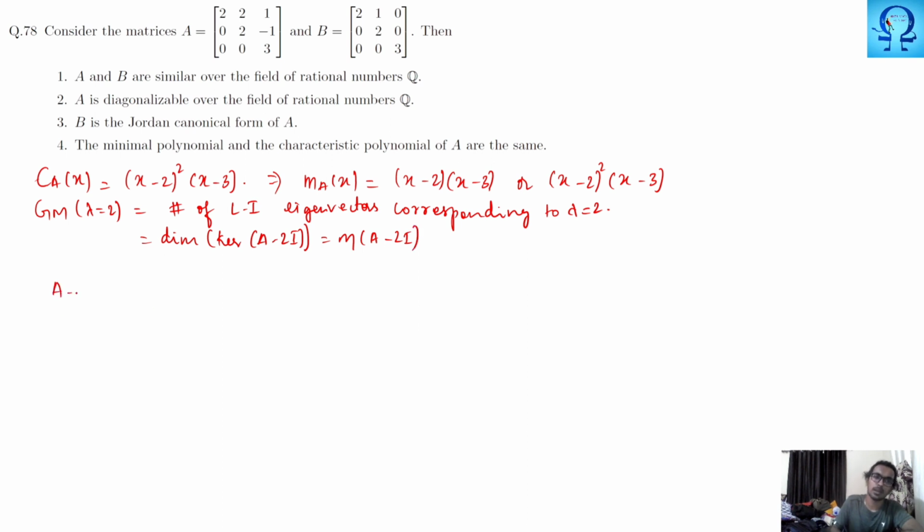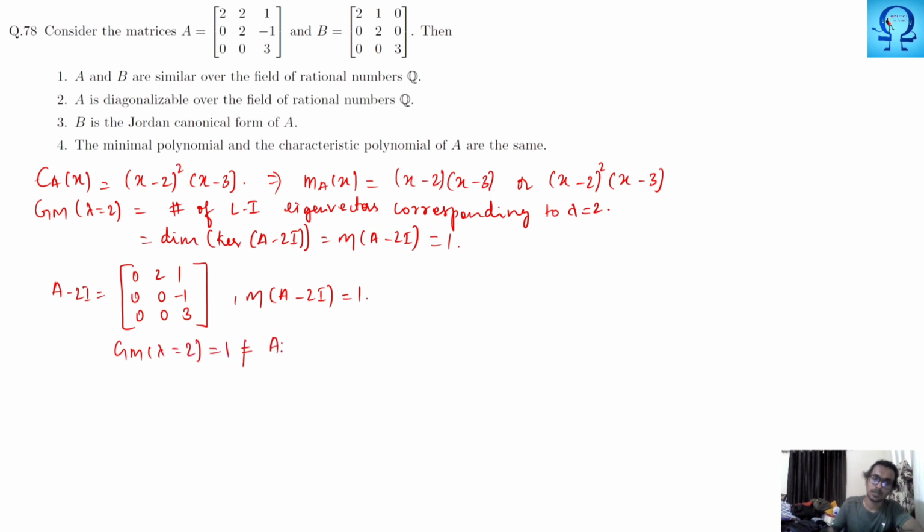First of all, let us find the matrix A minus 2I, which is 0 2 1, 0 0 minus 1, 0 0 3. If you just look at the matrix, the first column is a 0 column, and it has only two linearly independent columns, hence the rank is 2. Since the rank is 2, the nullity of the matrix A minus 2I is 1. So the geometric multiplicity of lambda equals 2 is 1, which is not the same as the algebraic multiplicity of lambda equals 2, which is 2.